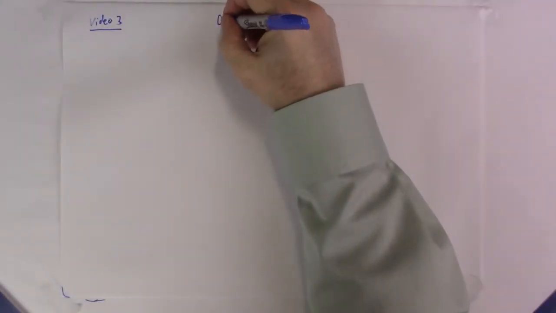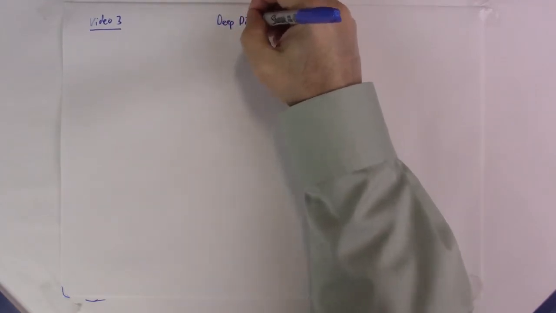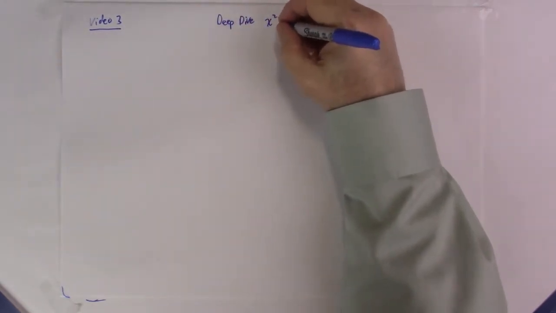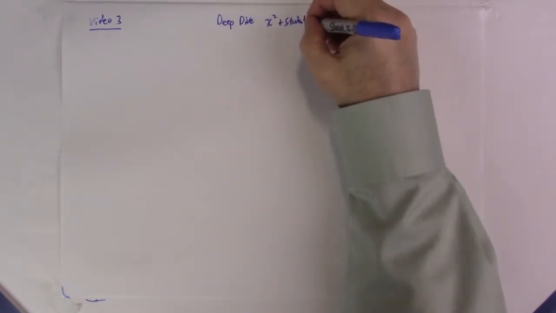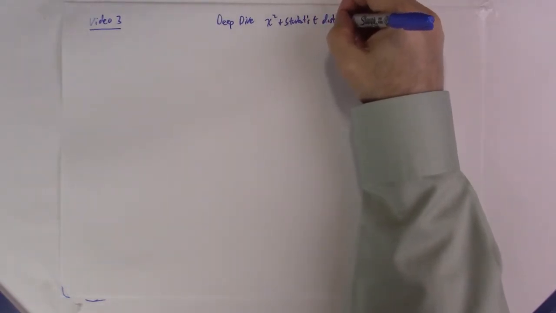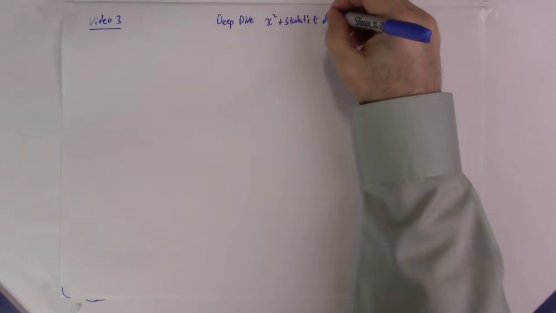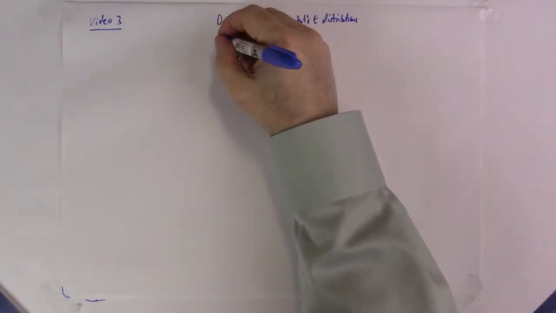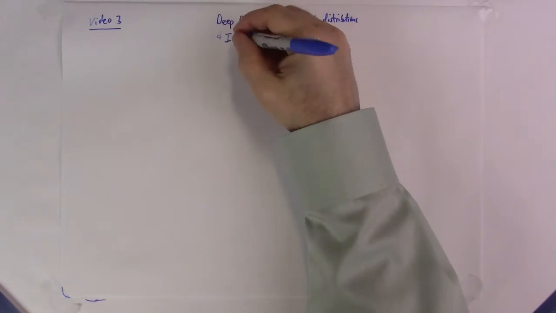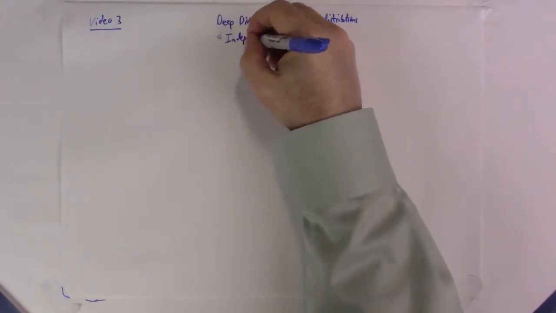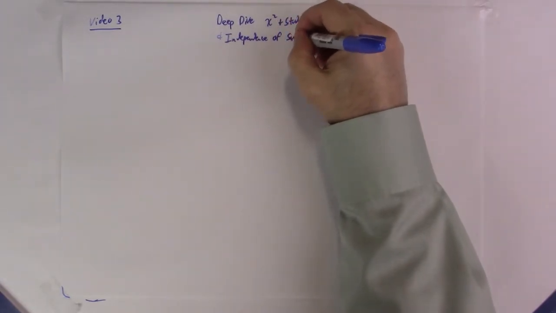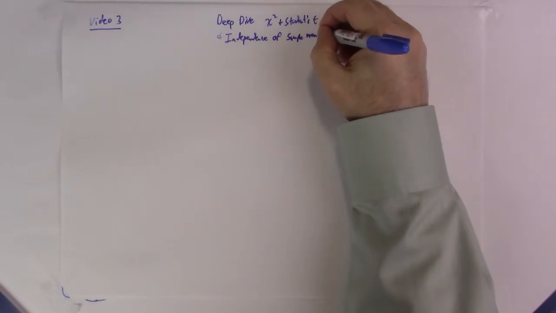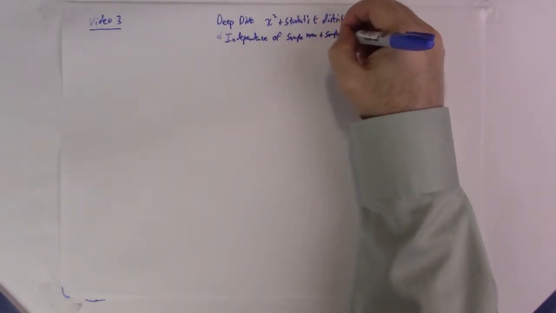in this sequence of videos on a deep dive on the chi-squared and student t distributions, and the independence of the sample mean and sample variance.